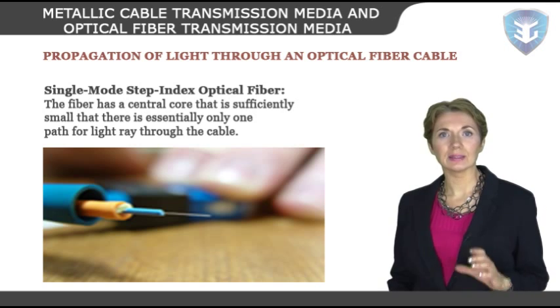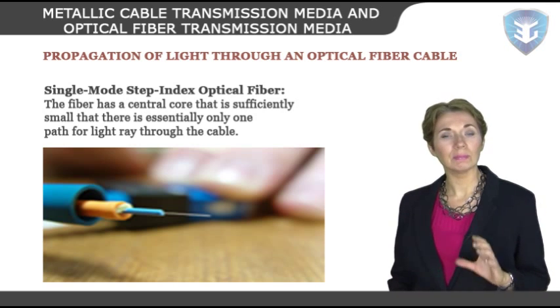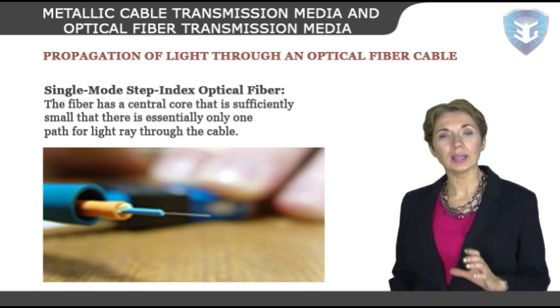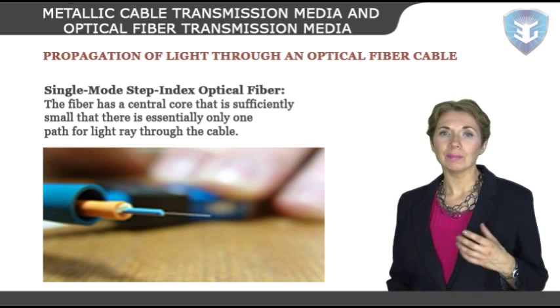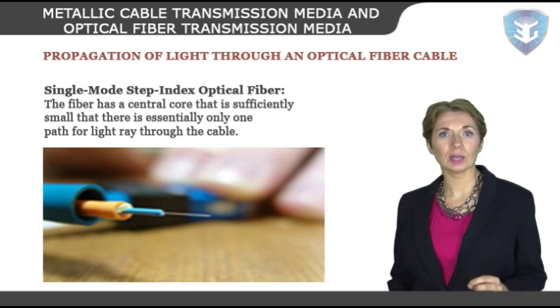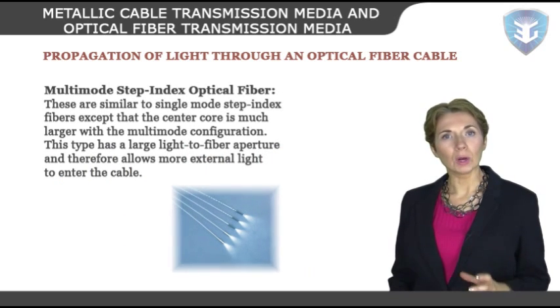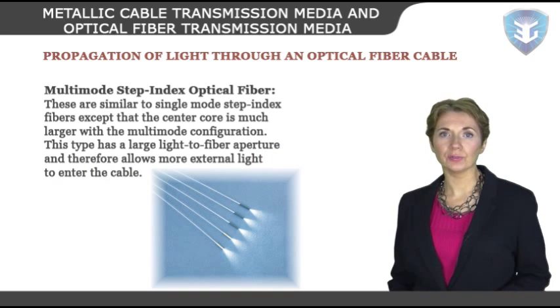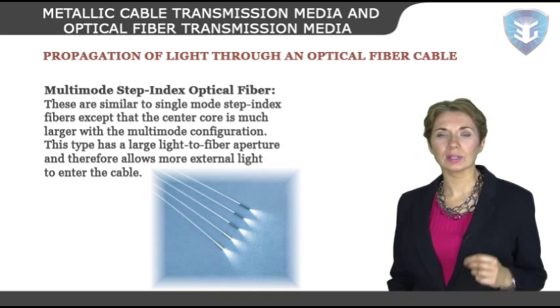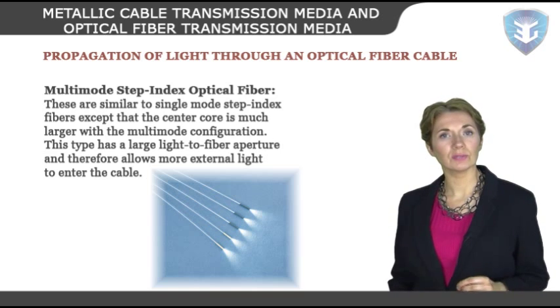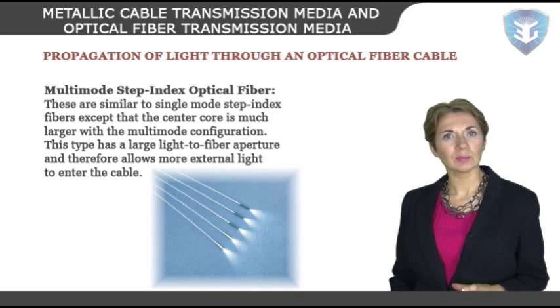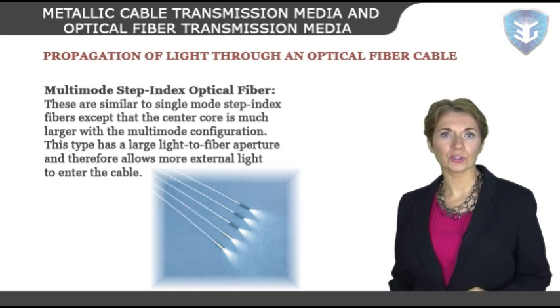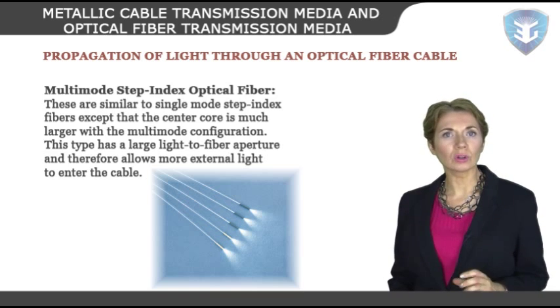In most cases, the outside cladding is air, making this fiber have a wide external acceptance angle, making it relatively easy to couple to a light source. Multi-mode step index optical fiber. These are similar to single-mode step index fibers, except that the center core is much larger with the multi-mode configuration. This type has a large light-to-fiber aperture, and therefore allows more external light to enter the cable.